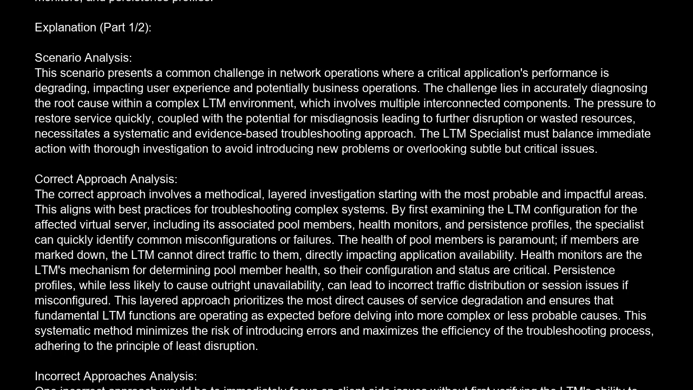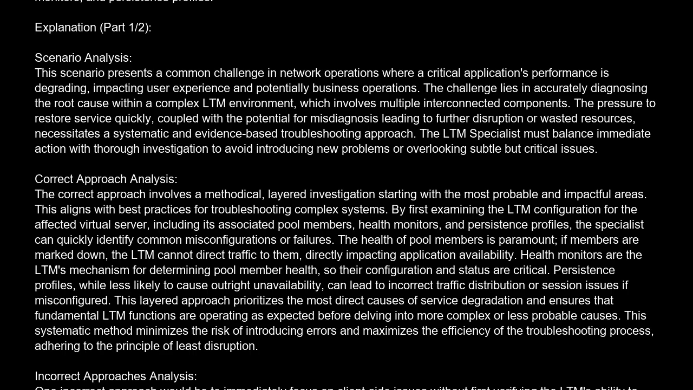The health of pool members is paramount. If members are marked down, the LTM cannot direct traffic to them, directly impacting application availability. Health monitors are the LTM's mechanism for determining pool member health, so their configuration and status are critical. Persistence profiles, while less likely to cause outright unavailability, can lead to incorrect traffic distribution or session issues if misconfigured.